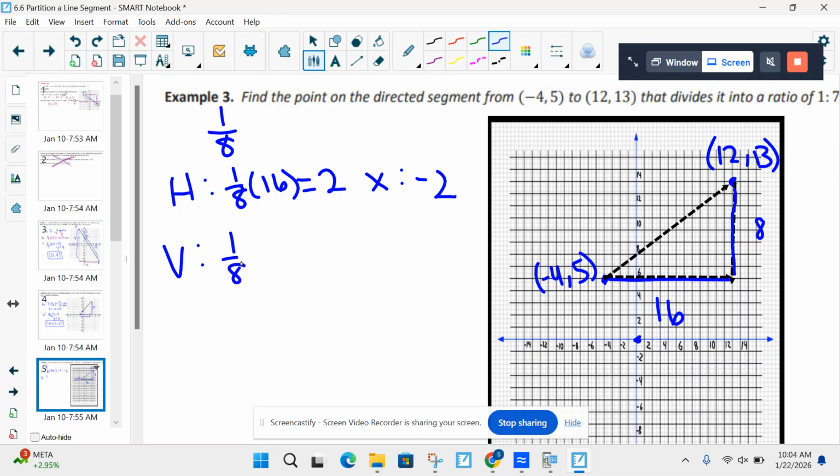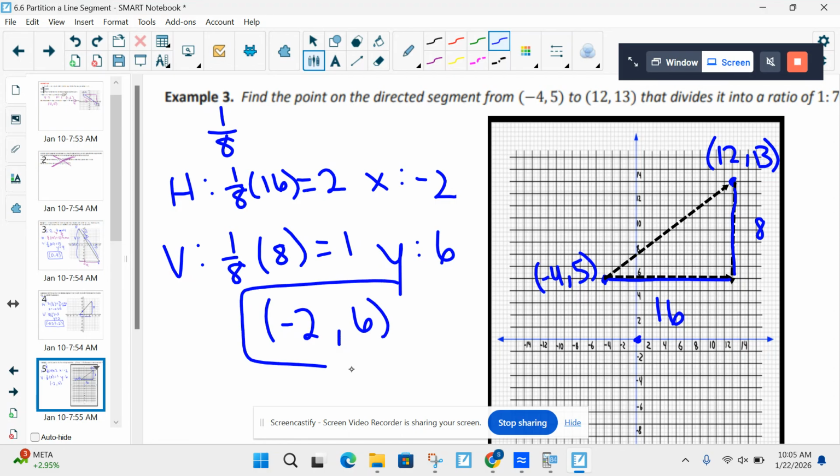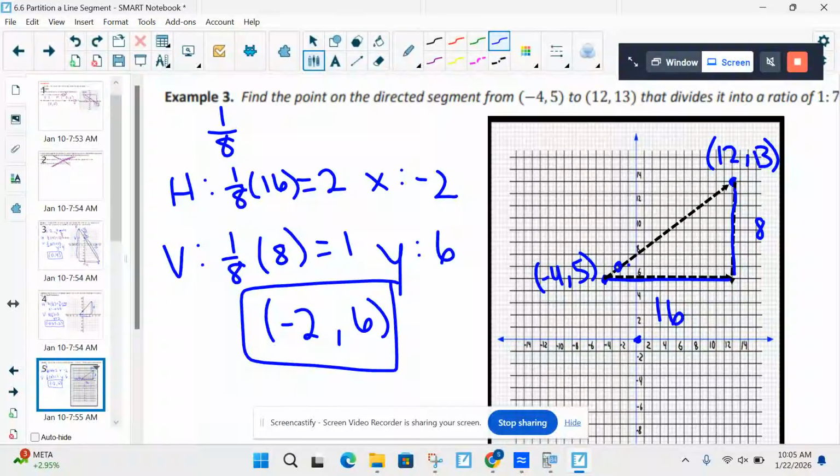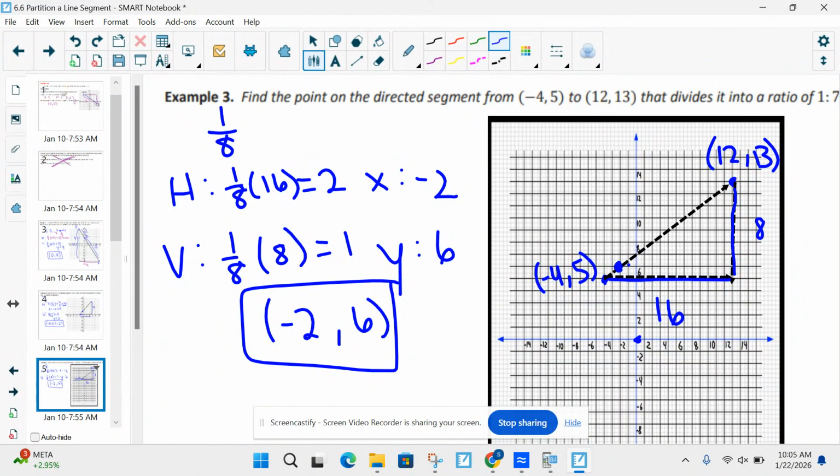Going up from 5 to 13, that is 8. So 1/8 of 8 is 1. That means we have to go up 1. If I go up 1 from 5, we will be at 6. So the coordinate for our partition point is -2, 6. -2, 6, and you can plot it to verify that that is the right point.